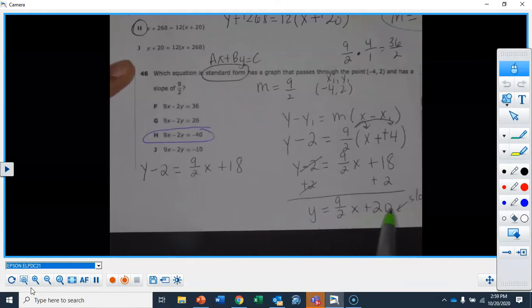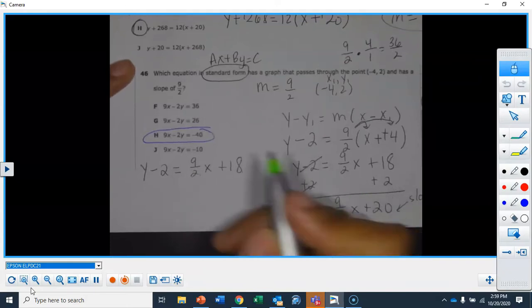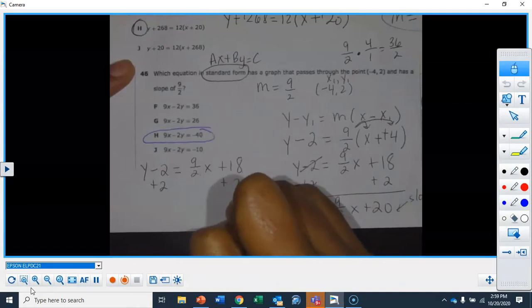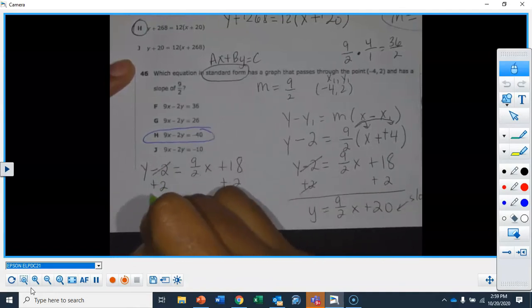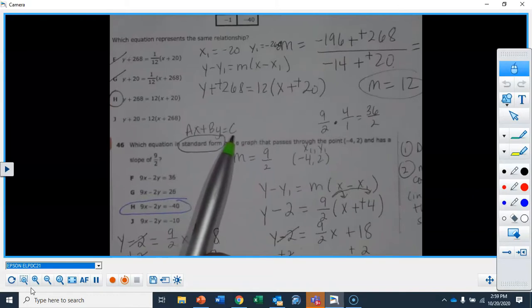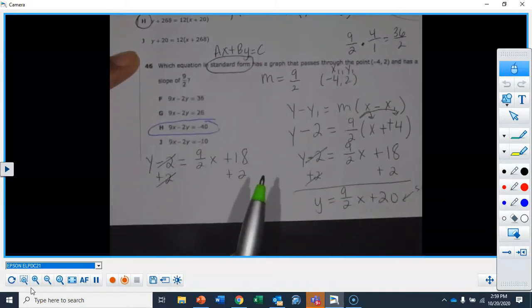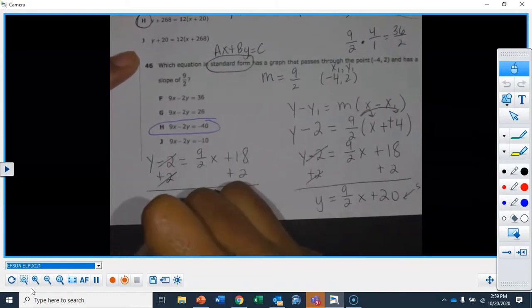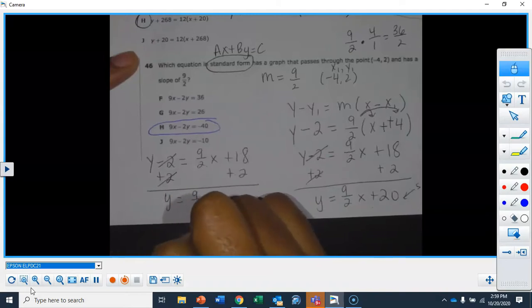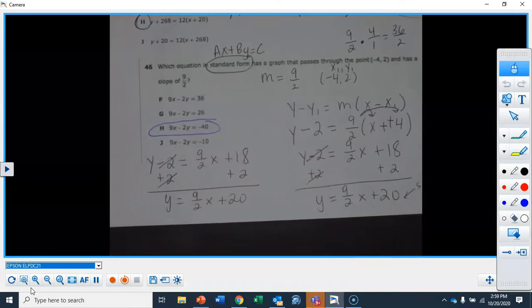Let's go from this step, all right? I'm going to put the 2 on this side because I want the constant to be on the right anyway because of the c, right? I want the number by itself on the right. So we'll be here, back to slope-intercept. Y is equal to 9 over 2x plus 20. All right, here we go.